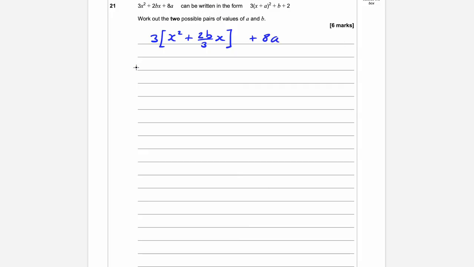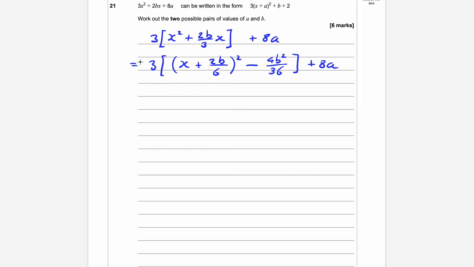Okay. Then I'm going to complete the square inside the square bracket here. So I have x plus, I have to half this. So half of this is 2b over 6. 2b over 3 and divide by 2, 2b over 6. Square this, and then I have to subtract this squared. So I subtract 4b squared over 36. Now note this is still all in the square bracket, and there's a plus 8a out here.